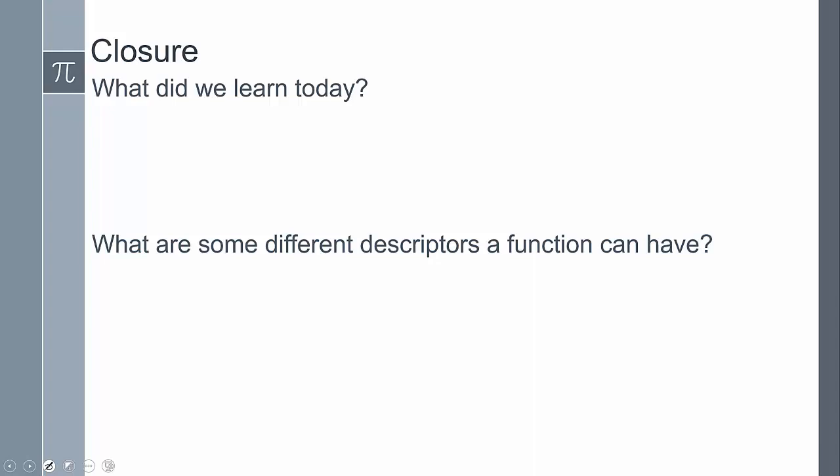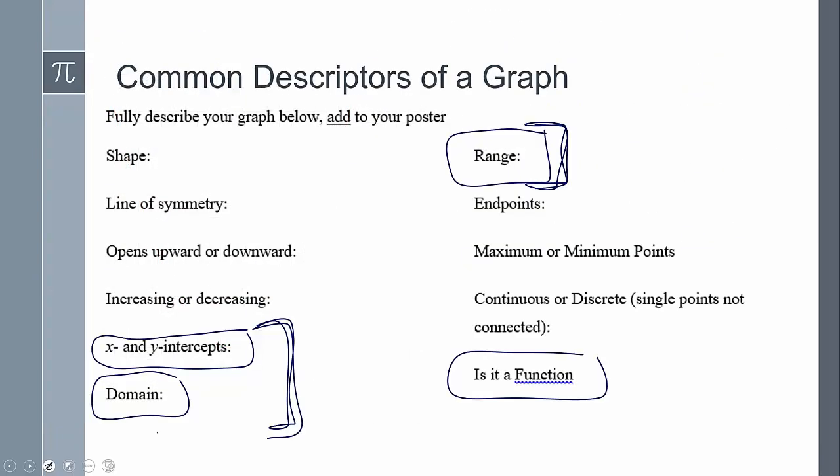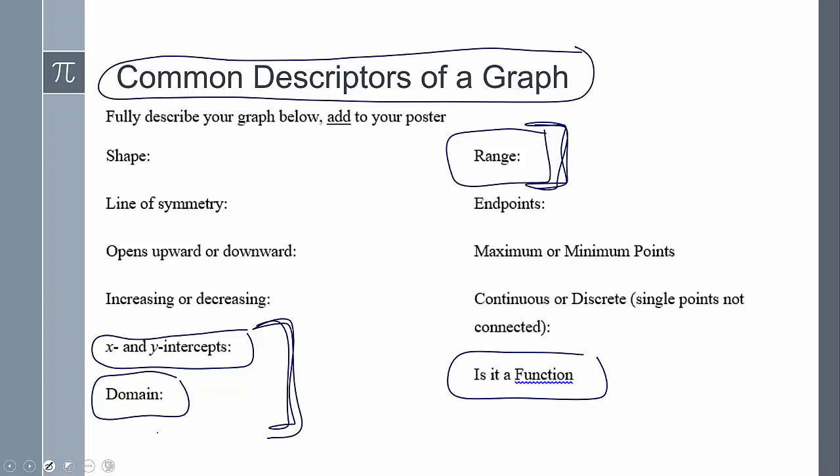So what did we learn today? Well, we went over how to describe a graph. Now, what are some of these descriptive features? Let's go back to that. Here's the list. And even though it's not blue, I want you to know that this might be a good reference for something for us to write down because it's going to be very important.